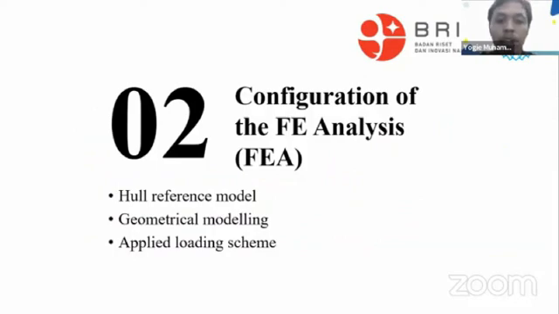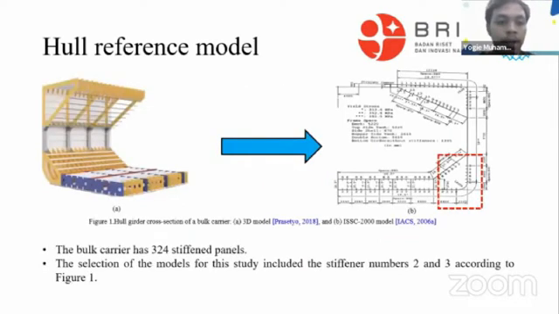Number two, configuration of the finite element analysis. Hull reference model, as we can see in figure 1, hull girder section, cross-section of hull carrier: point A is a 3D model, and point B is a 2D model, ISSC 2000. And then the hull carrier has 30 and 24 stiffened panels. The selection of the model for the study includes stiffener number 2 and 3 according to figure number 1, in this red box.